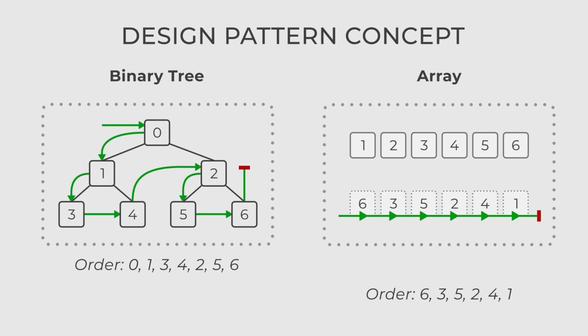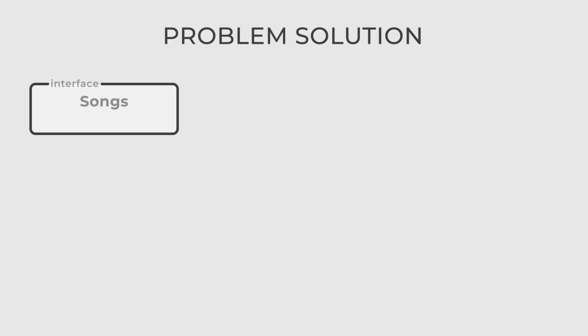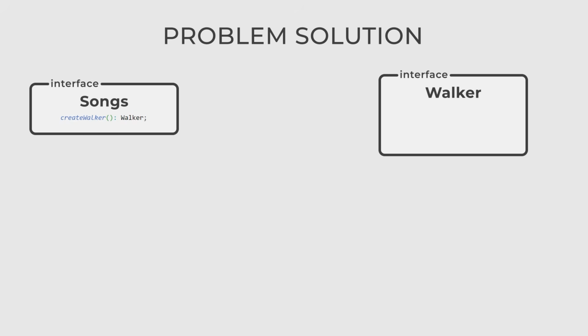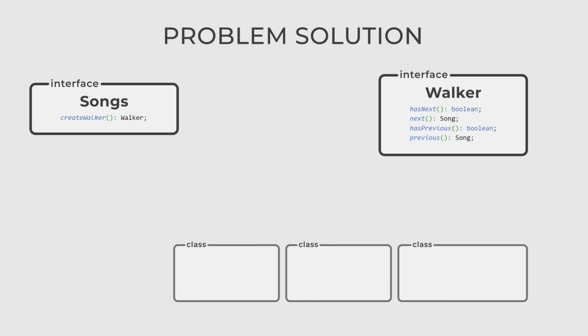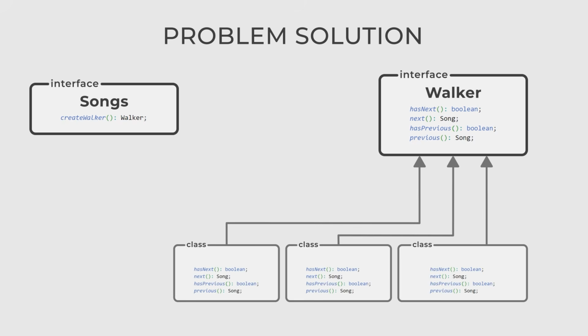First, we should have an interface that defines the collection of songs and has the createWalker method. Let's call it just songs. Then, let's create the walker interface with hasNext and next methods. After that, let's create the concrete walkers, classes that are implementing the walker, for example, random order walker, simple order walker, and sorted by name order walker. Each walker knows their specific way to iterate over the song collection.